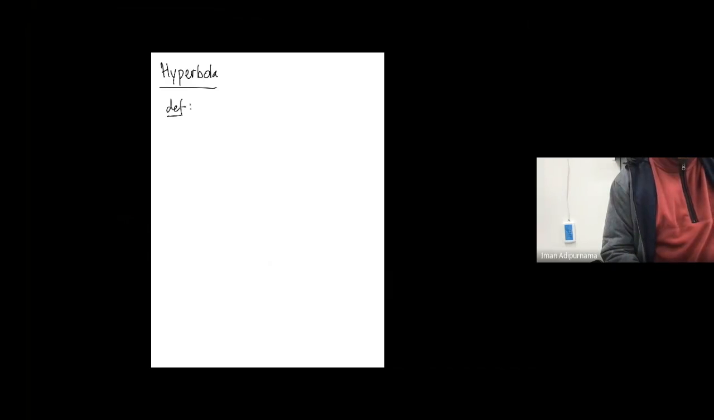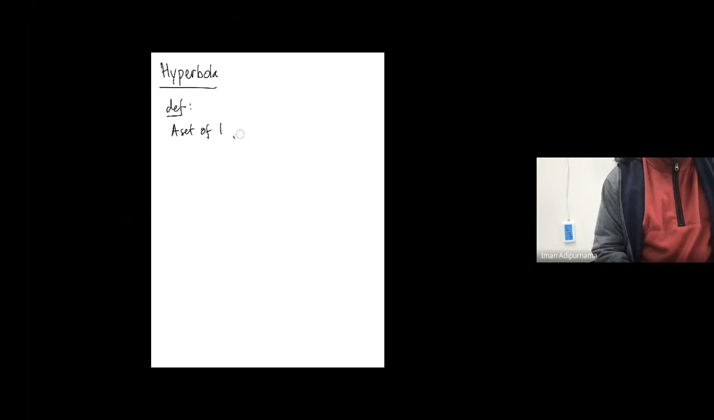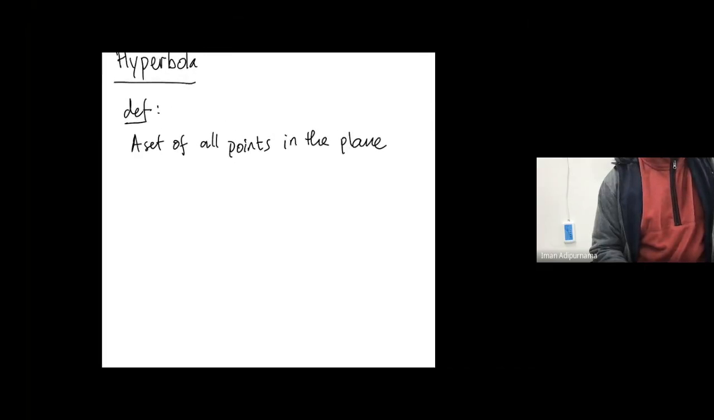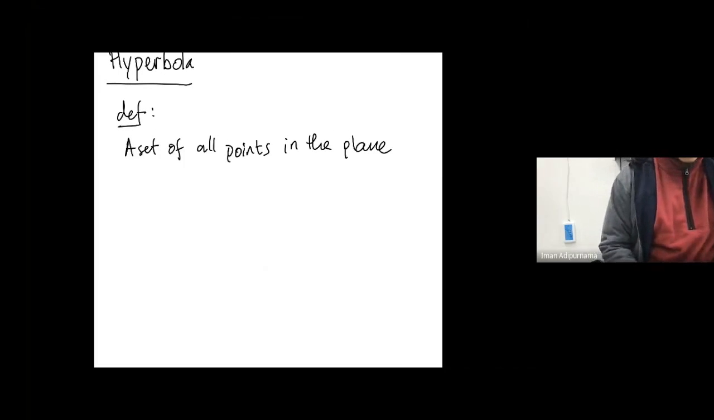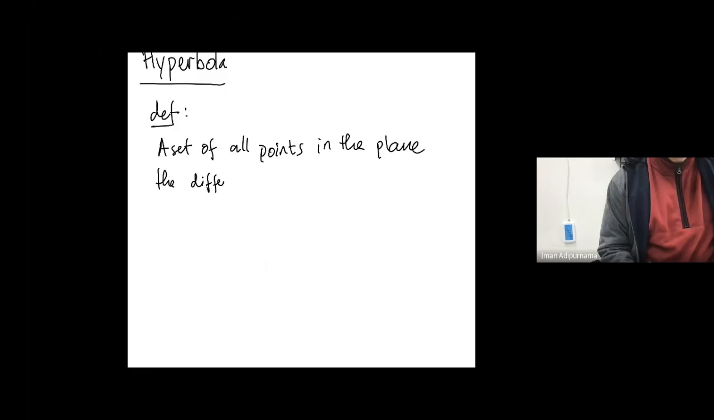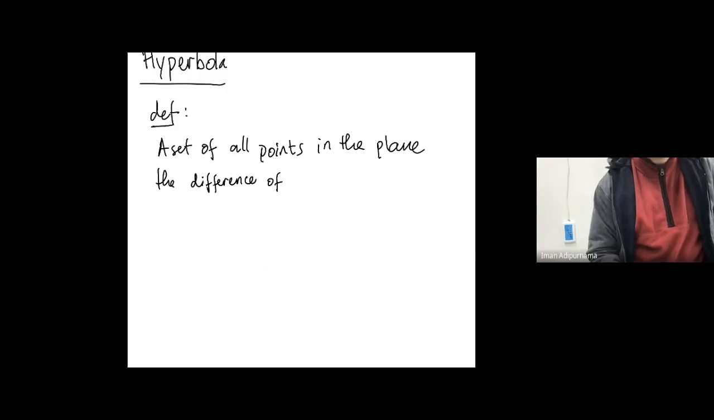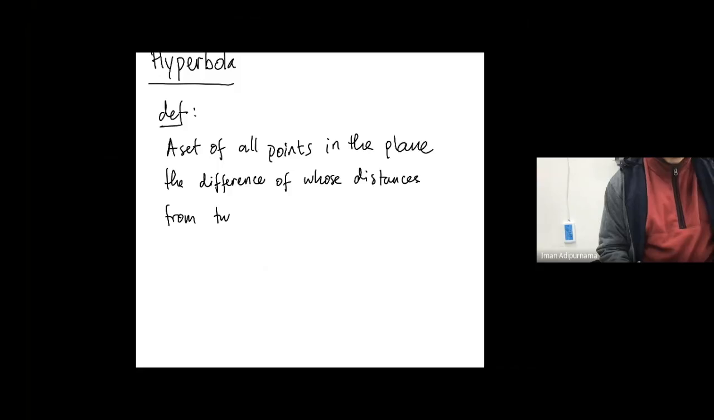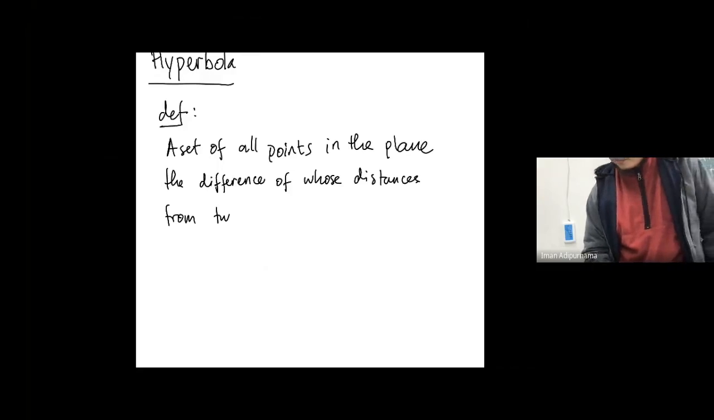It's similar to the ellipse. A set of all points in the plane, the difference of whose distance from two fixed points, the two fixed points are focus 1 and focus 2, is a constant.